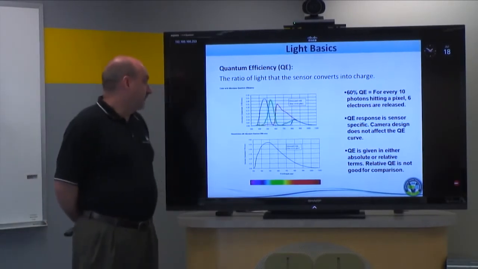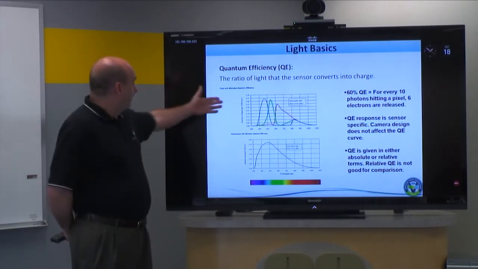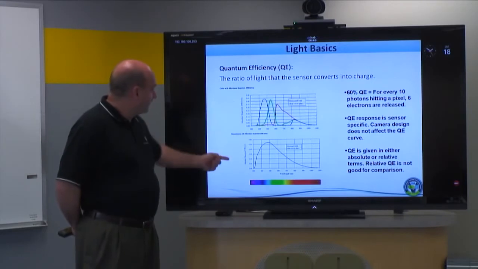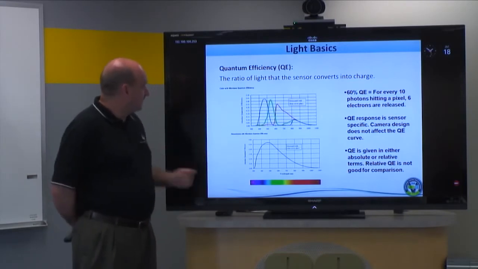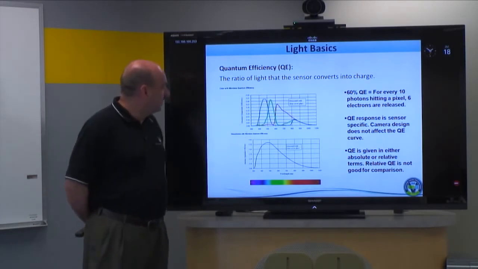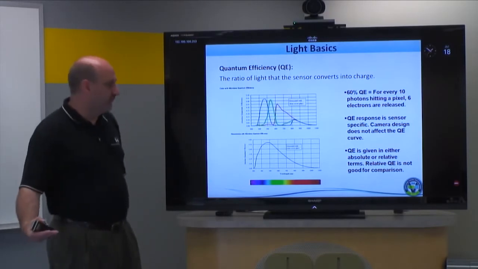QE is also given in absolute or relative terms. The sensors that I've shown here, you'll notice they say absolute quantum efficiency. This means they are absolute in that effect I just talked about. So if you have 60% QE, then that means 6 out of every 10 photons are hitting the surface and being registered on the sensor.